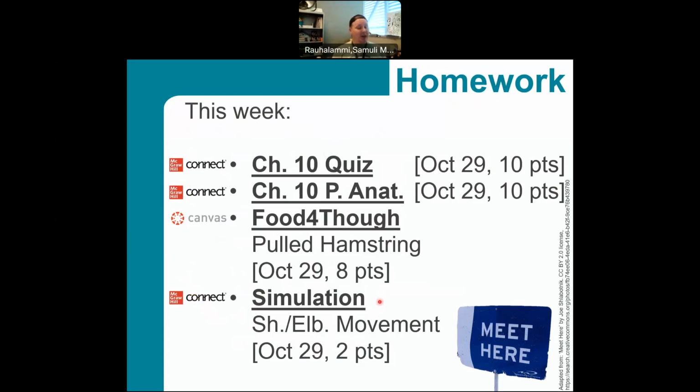And on this simulation activity, we're looking at different movements. I think it's at the level of shoulder and elbow, if I remember correctly. These simulations are something new that I'm trying out this semester, and I really wanted to get your feedback and your experience of whether they're useful, whether they're helpful.